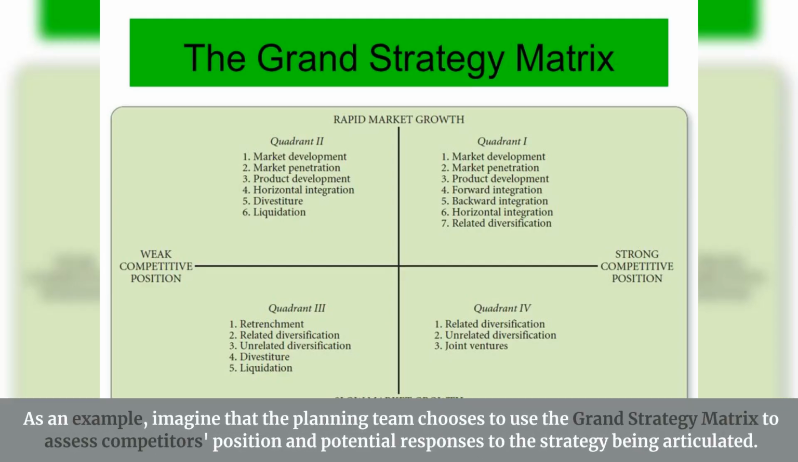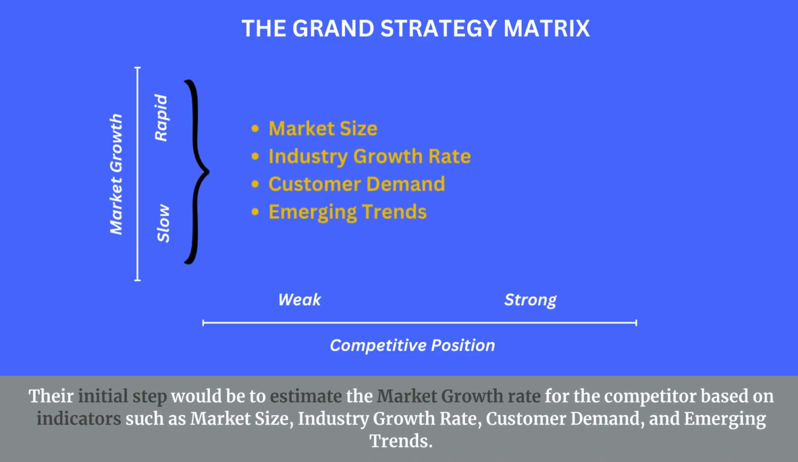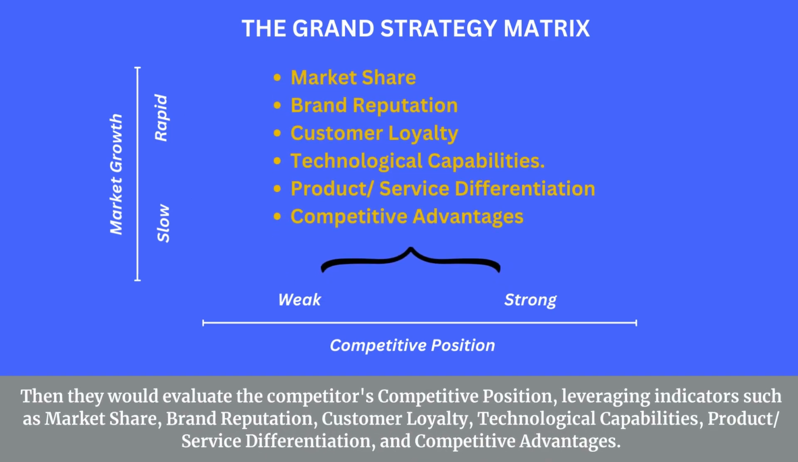As an example, imagine that the planning team chooses to use the Grand Strategy matrix to assess competitors' position and potential responses to the strategy being articulated. Their initial step would be to estimate the market growth rate for the competitor based on indicators such as market size, industry growth rate, customer demand, and emerging trends. Then they would evaluate the competitor's competitive position, leveraging indicators such as market share, brand reputation, customer loyalty, technological capabilities, product-service differentiation, and competitive advantages.